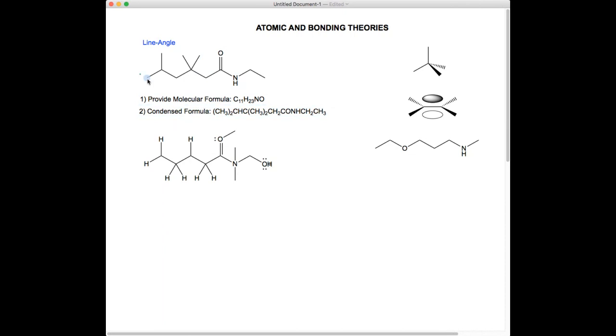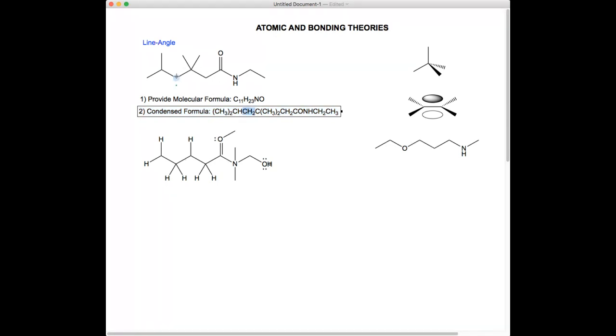Okay, condensed formula, we have (CH3)2. So this is CH3 here, another one here, CH here. Next, CH2, oh, which I forgot here. You guys should have corrected me. Okay, so once again, CH3 and CH3 bonded to a CH, so (CH3)2CH.